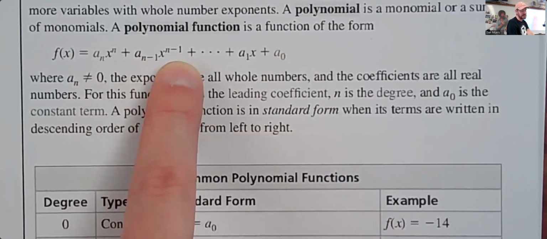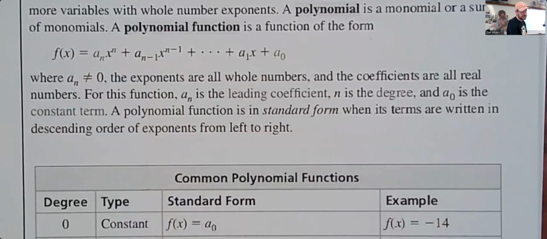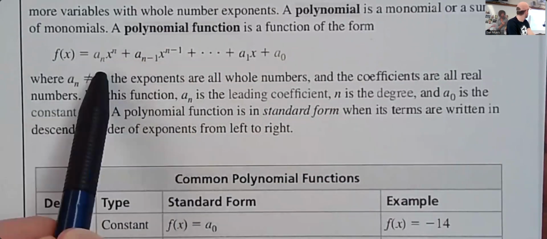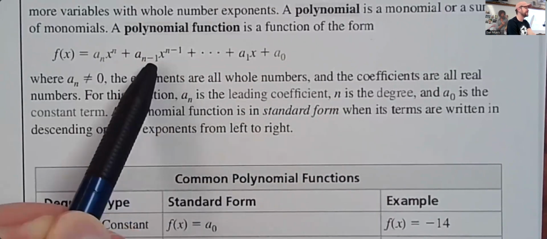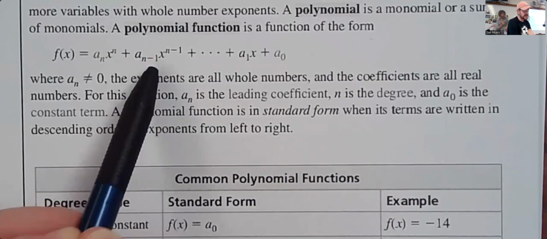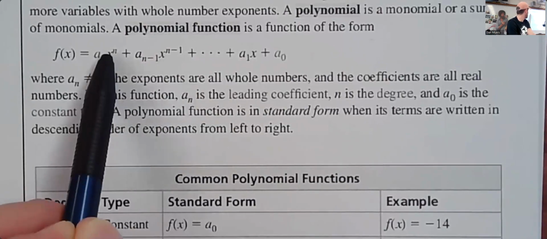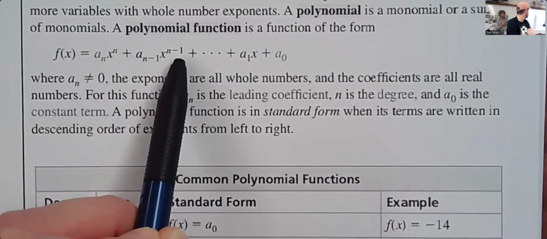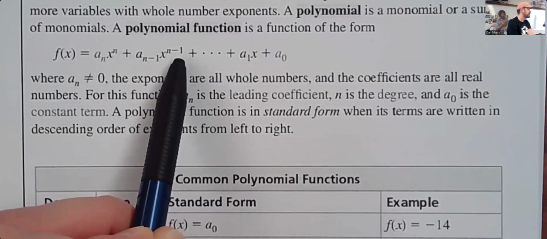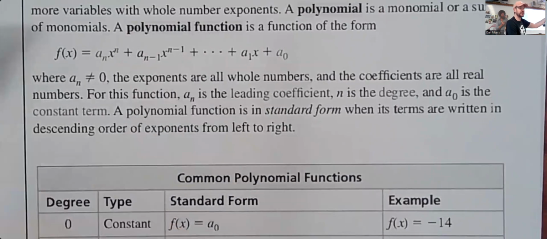So basically what we're looking at, a sub n, those are your coefficients. Those are the numbers that are in front of x. X is your variable, and then n are the exponents. And the reason why the n and the n minus 1 are up here is because whenever you write a polynomial, you write them in decreasing order.